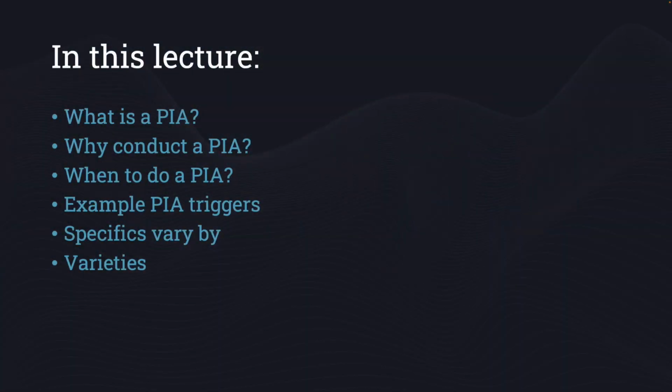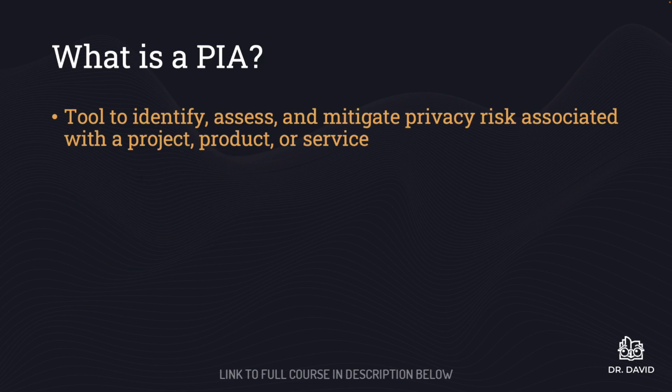In this lecture, we are going to provide a brief introduction to privacy impact assessments. We will start by defining what a privacy impact assessment, or PIA, is. We will then discuss why conduct a PIA, when to do a PIA, and we will look at example PIA triggers. We will then look at the different specifics by which PIAs vary, and we will conclude by looking at different varieties of PIAs.